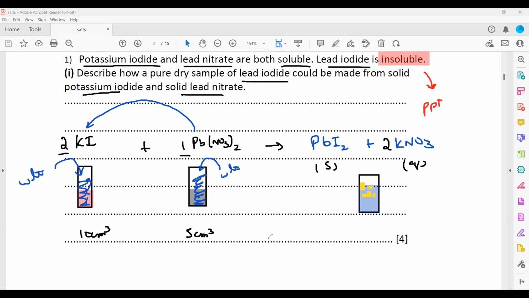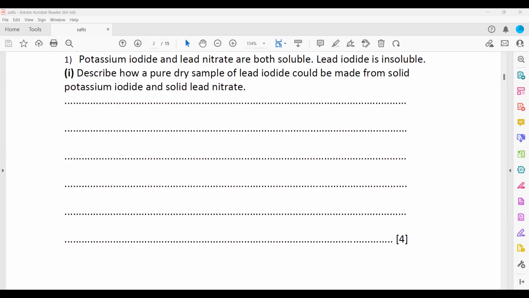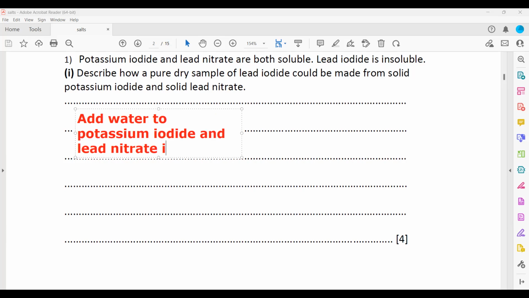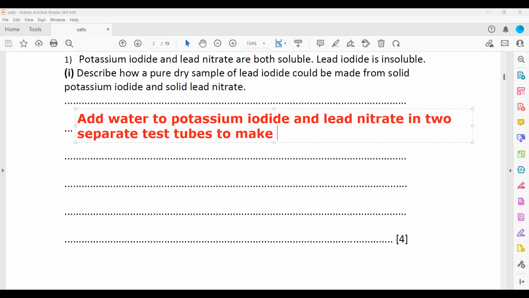The main thing is identifying the equation as well as mentioning the steps. So first we will dissolve the solid in water and make a solution. We will add water to potassium iodide and lead nitrate in two separate test tubes to make an aqueous solution. That is the first point.